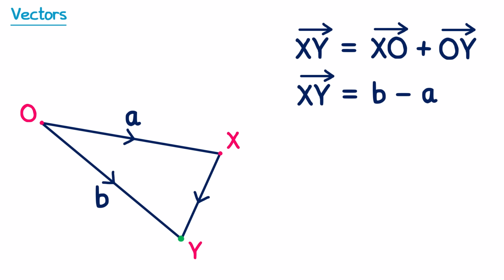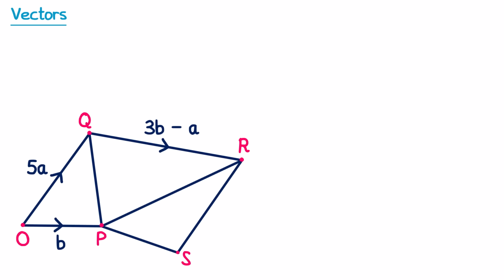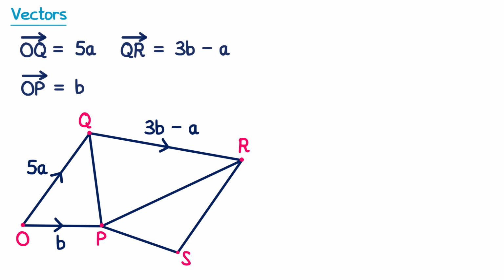Let's try and apply this to some slightly more complicated situations. So in an exam question you could be given a diagram that looks like this, and then you'll be given all of the information that's represented on that diagram. For instance, OQ is 5A, and you can see that on the diagram.